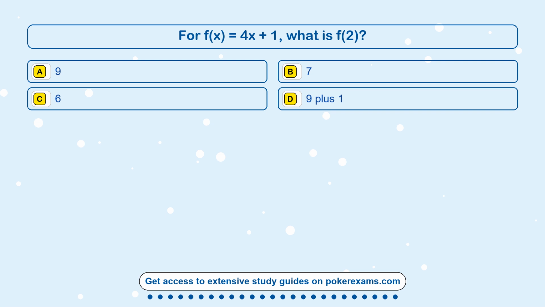Question 15. For f of x equals 4x plus 1, what is f of 2? Option A 9. Option B 7. Option C 6. Option D 9 plus 1.